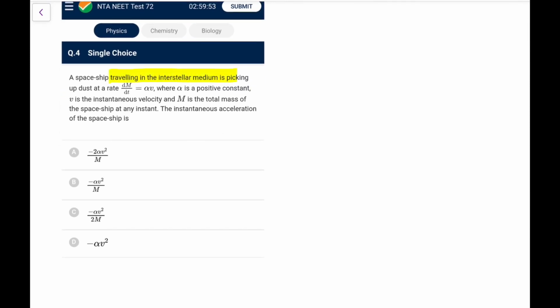A spaceship traveling in the interstellar medium is picking up dust at a rate dm by dt equals alpha v, where alpha is a positive constant, v is the instantaneous velocity, and m is the total mass at any instant. Find the instantaneous acceleration.